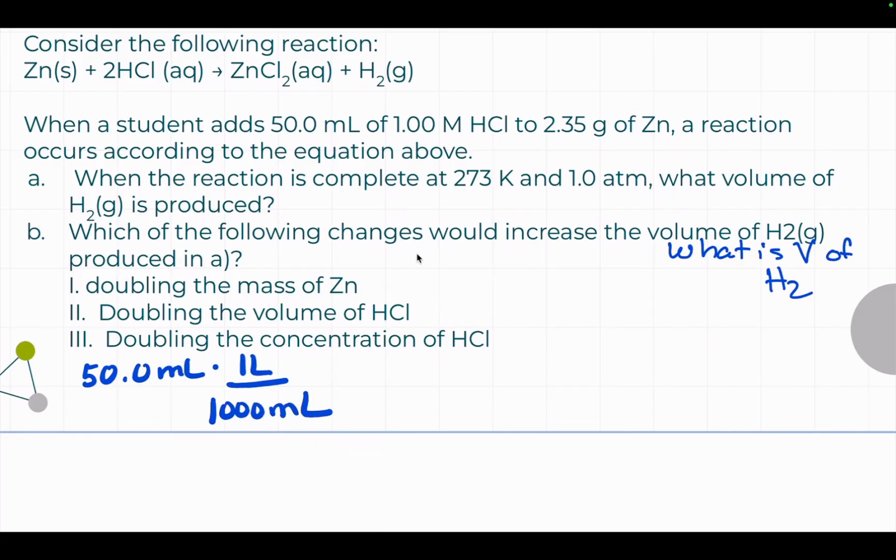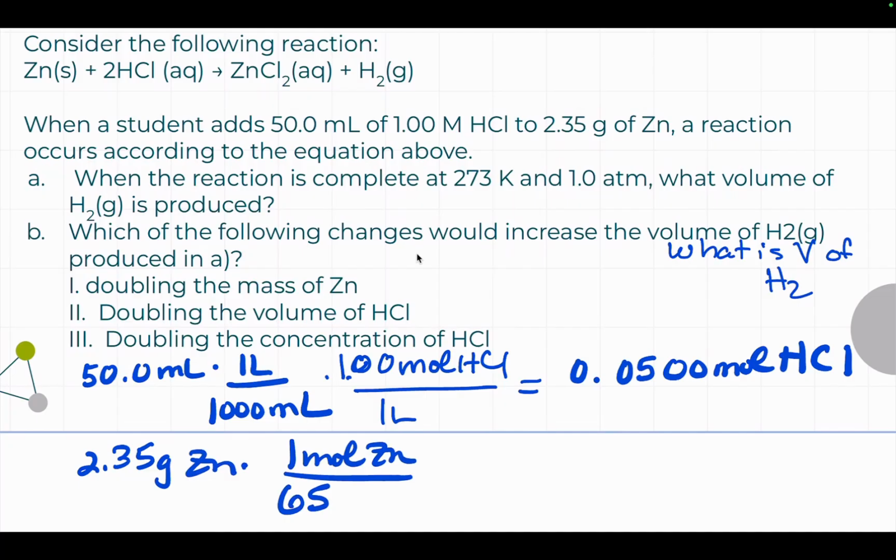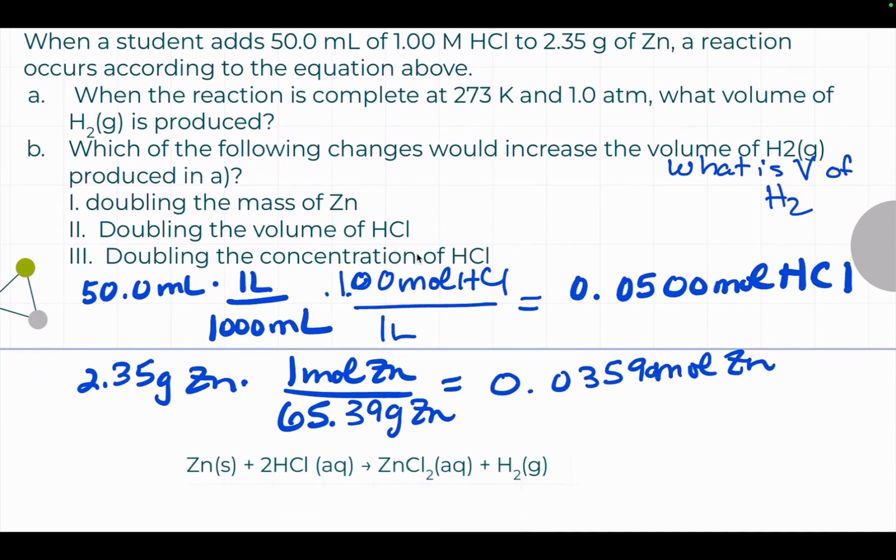So I'm given 50 mL of 1.0 molar HCl. And that is equivalent to 0.0500 moles of HCl. And then I'm going to take my grams of zinc, use my molar mass, and that gives me 0.359 moles of zinc. Now I'm going to determine the limiting reactant.